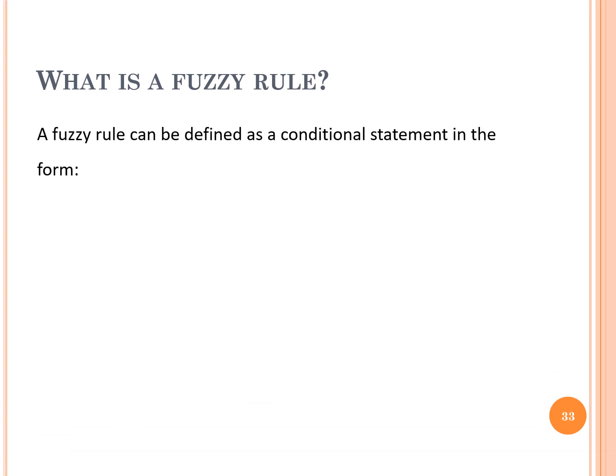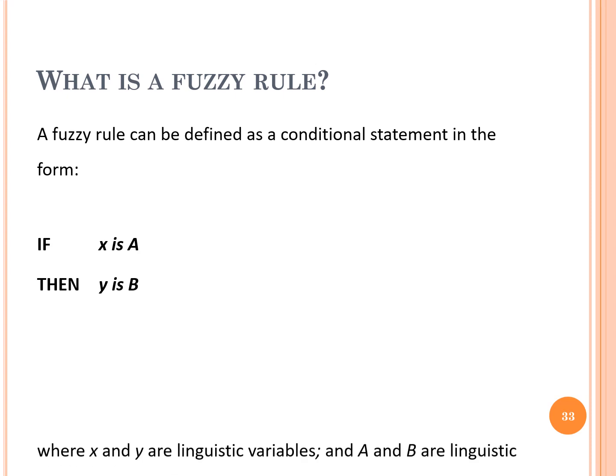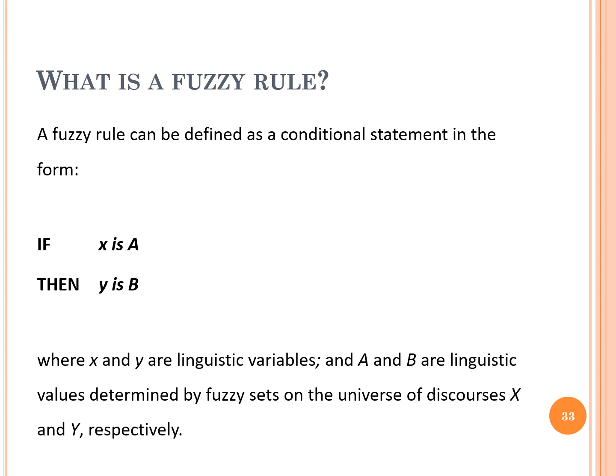So what is a fuzzy rule? A fuzzy rule can be defined as a conditional statement in the form: if X is A, then Y is B. This is the structure of the rule, where X and Y are linguistic variables, while A and B are linguistic values determined by fuzzy sets on the universe of discourse X and Y respectively.